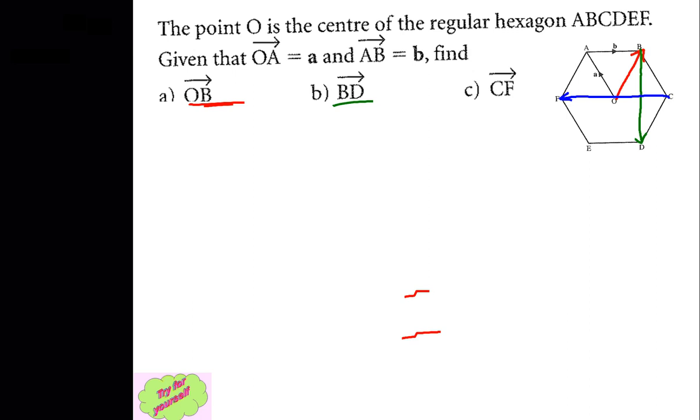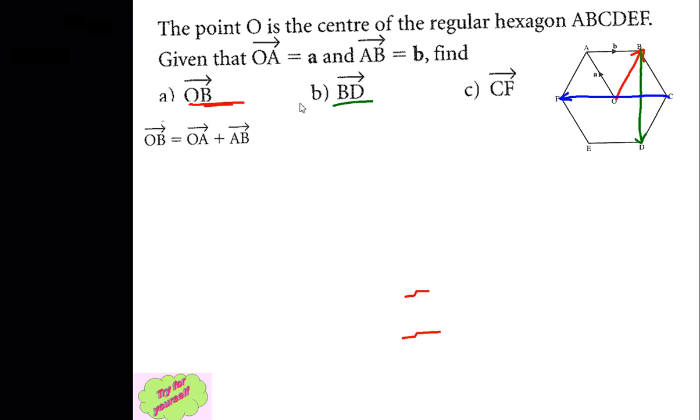So, a few more examples. The point O is the center of the regular hexagon. So it's a regular hexagon, meaning that all 6 sides are the same length. Given that OA equals A, so position vector OA is A, and AB equals B, find OB. So OB is the resultant vector of doing OA plus AB, isn't it?